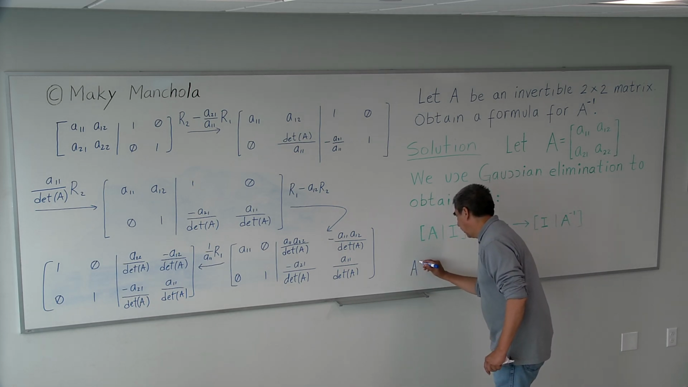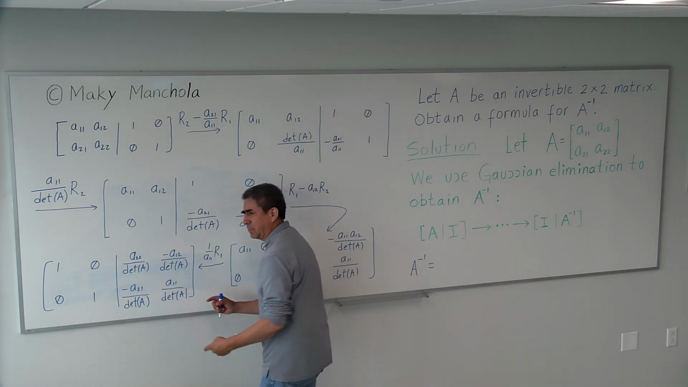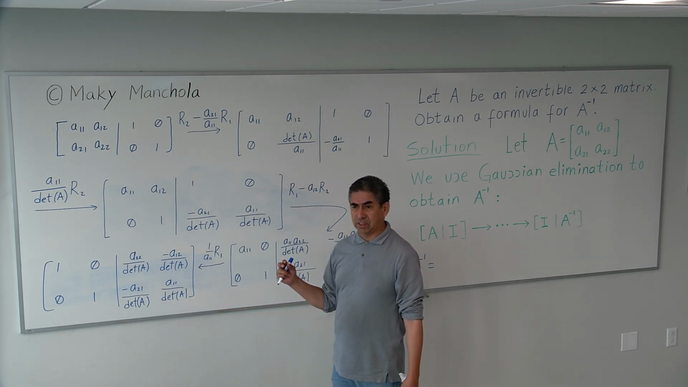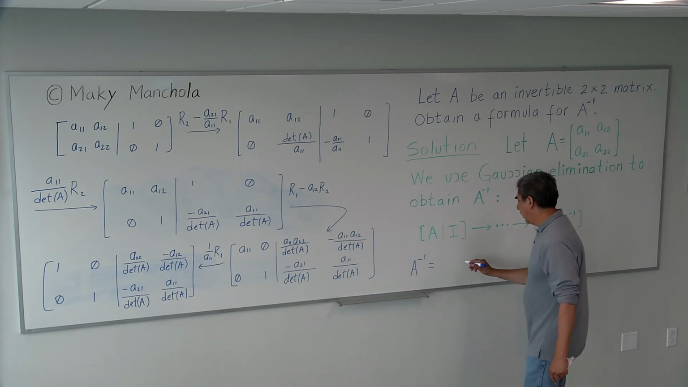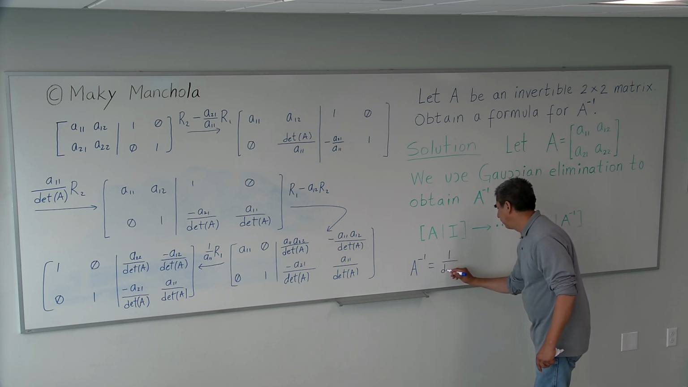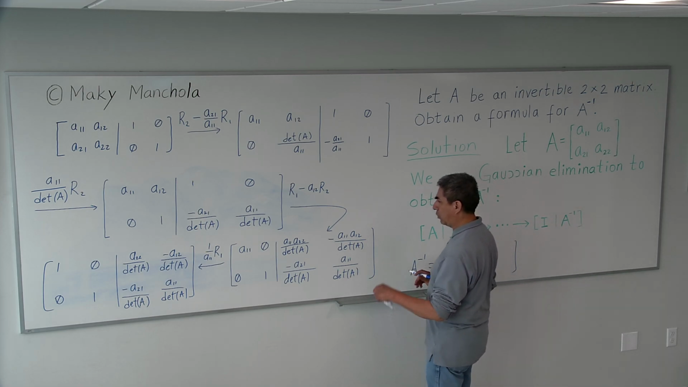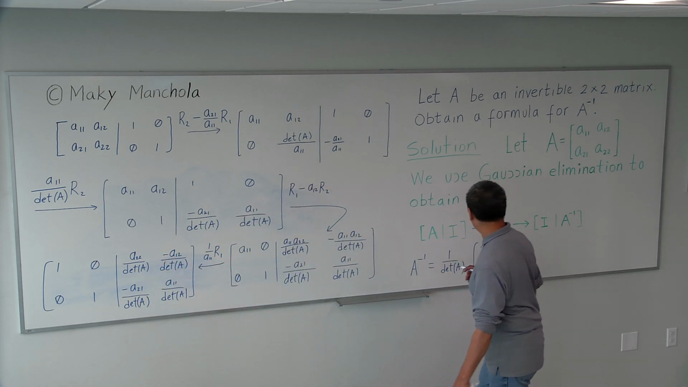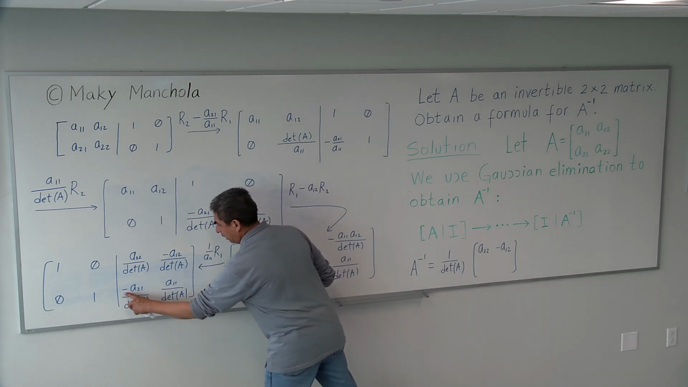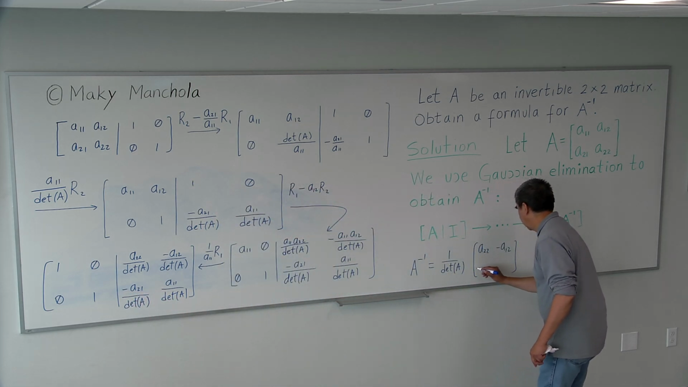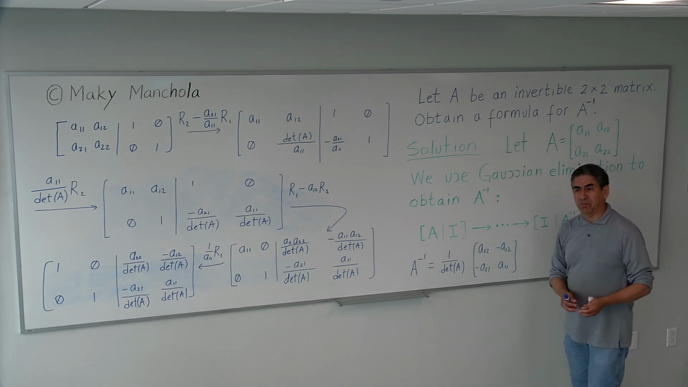So let me present the final answer. The inverse of A is the matrix we see in the second block, but since the determinant of A is a non-zero constant and it is in the denominator, let me apply a scalar multiplication to rewrite that matrix as 1 over determinant of A multiplied by the matrix whose first row is A22, negative A12, and second row negative A21, A11. And there is our formula for the inverse of A.